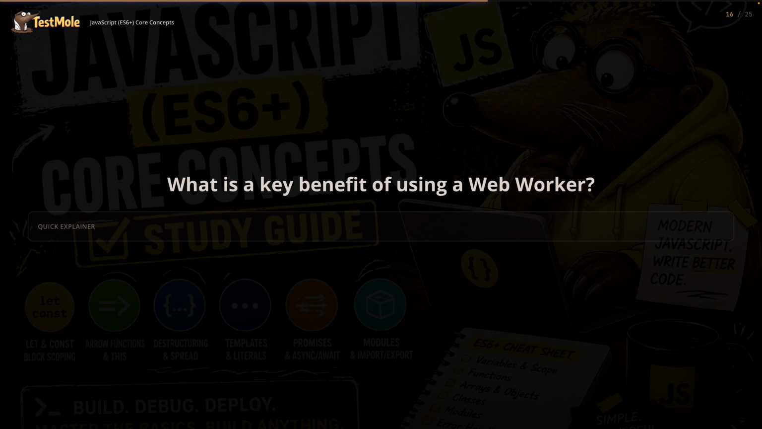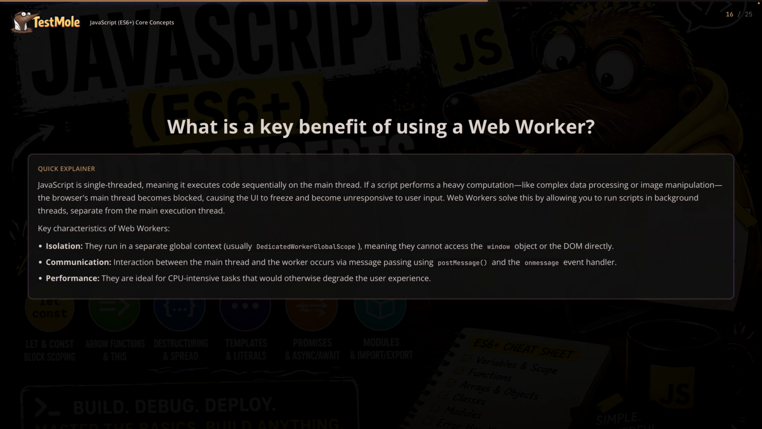What is a key benefit of using a web worker? JavaScript is single-threaded, meaning it executes code sequentially on the main thread. If a script performs a heavy computation, like complex data processing or image manipulation, the browser's main thread becomes blocked, causing the UI to freeze and become unresponsive to user input. Web workers solve this by allowing you to run scripts in background threads, separate from the main execution thread. Key characteristics of web workers.